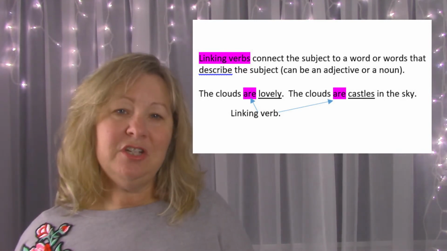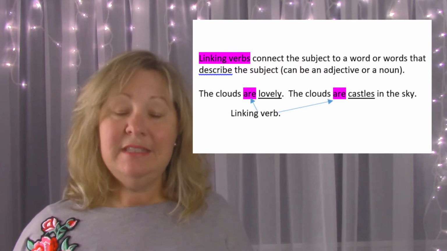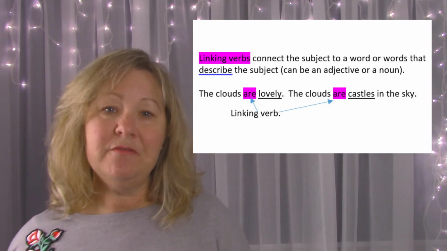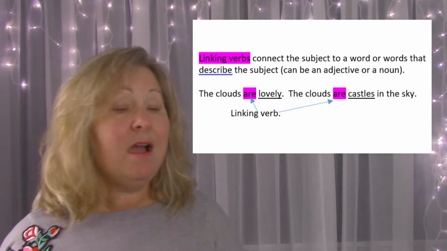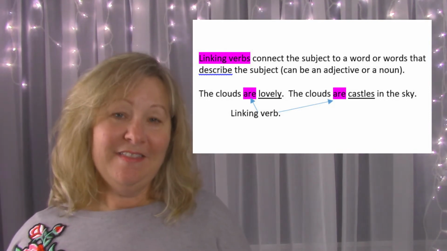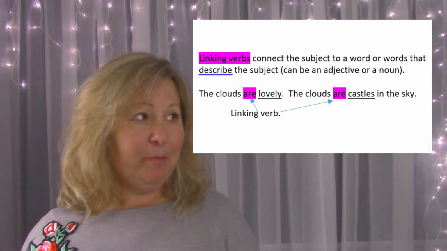As you can see in this sentence, the clouds are lovely. Lovely is an adjective that describes a cloud. Lovely is actually called the complement of the sentence because it comes after the verb. Are is a form of the verb to be. The clouds are lovely. Are in this case is a linking verb.